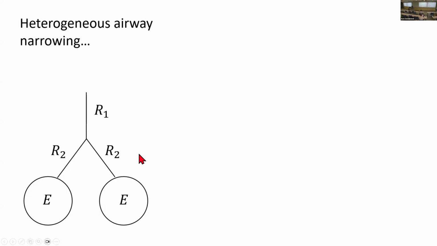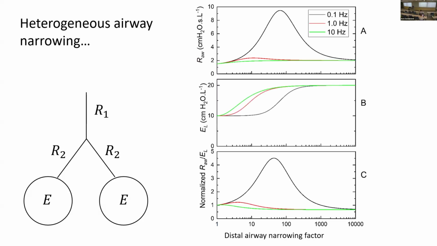I then calculated what happens if I take one of these R2s and I increase it by a factor from 1 up to 10,000. By 10,000 increase in resistance, basically it's completely closed. What you find is that the overall airway resistance at the three different frequencies, 0.1, 1, and 10 hertz, shown by the color codes, do this. They all go up to a peak and come down. The peak is at different points. And by the time you get to 10,000 increase in resistance, you're back to a smaller homogeneous line.